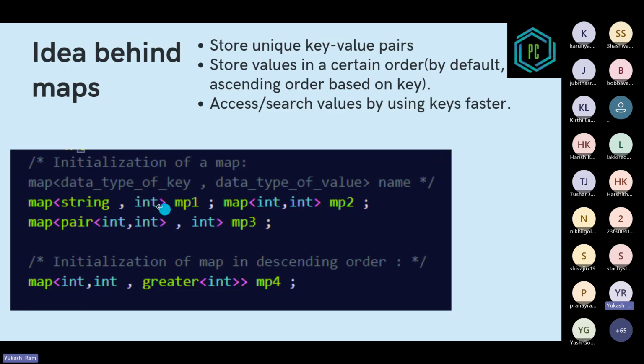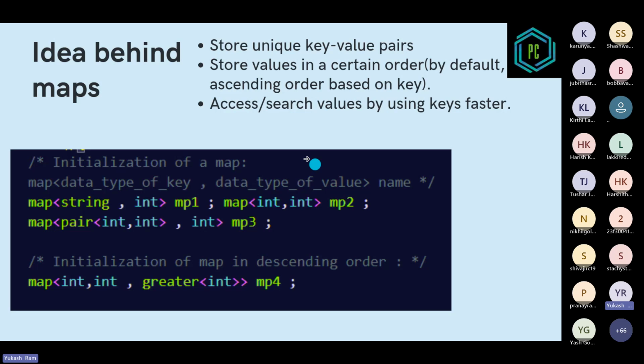So this is how you can initialize a map. In general, you use map, then the angular brackets, you mention the data type of the key and the data type of the value, and then you give the name. For example, you can initialize the key as a string data type and map it to an integer type, or you can map two integers, or you can map a pair to an integer. Any possible combination will work.